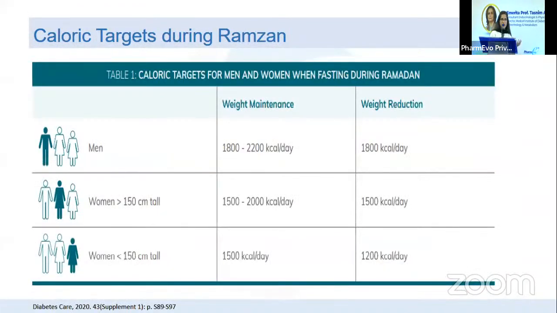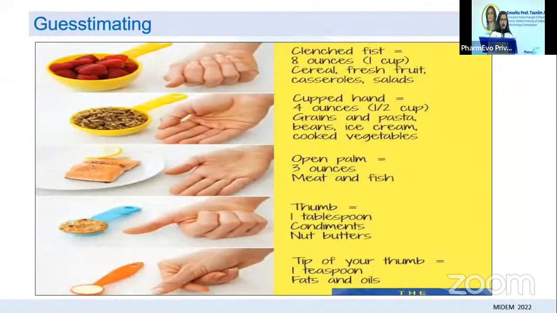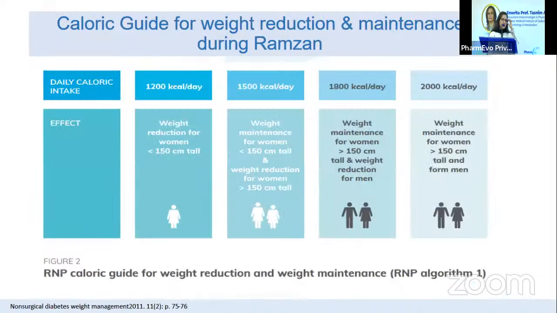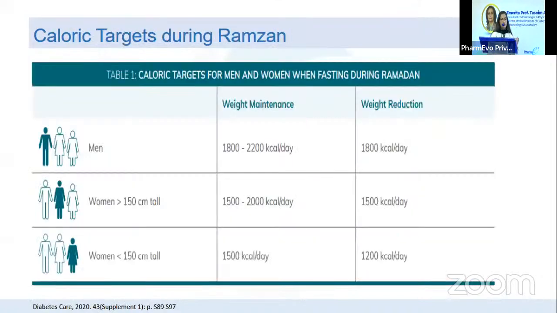And this is the picture of guesstimating. It's a crude method of estimating portion sizes by using hand. So a clenched fist is approximately around 1 cup, and a cupped hand is half cup, and an open palm is 3 ounces. That is mostly used for meat and fish. And a thumb is equal to 1 tablespoon, and tip of the thumb is equal to 1 teaspoon. So these are the caloric targets during Ramzan for males and females.